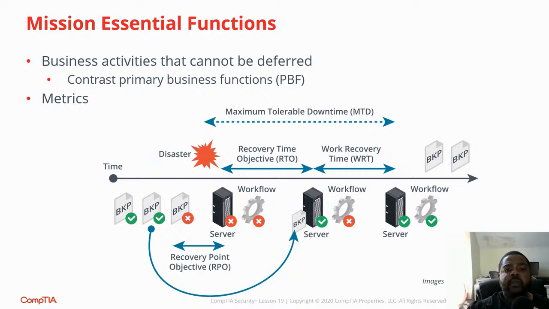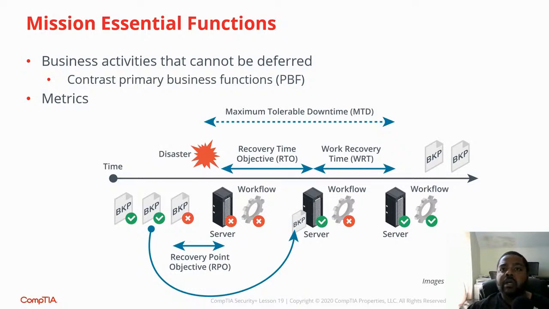Now, in the slide that you see here, the workflow has the data going through different types of servers. If one of those servers were to break or go down, what's the maximum tolerable downtime we can have in order for business to still remain functioning? Or what's the maximum downtime we can have to where our customers are not complaining about business? So we want to make sure that we understand that time frame.